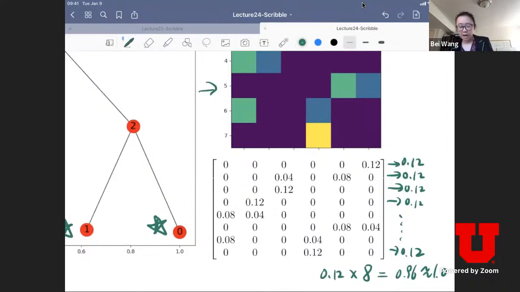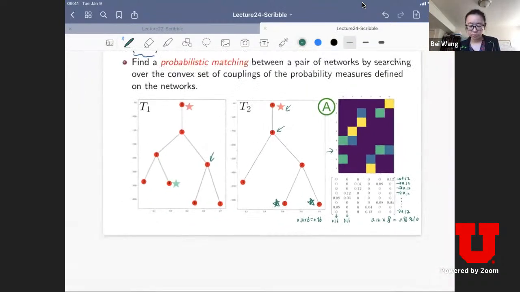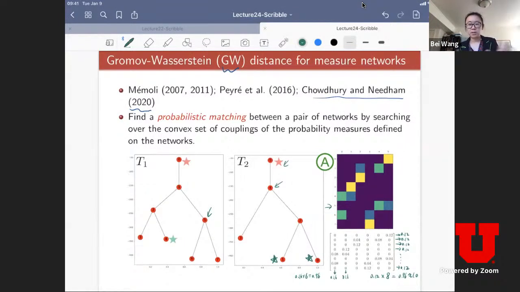Now, if I add all columns together, each column is 0.16. This is 0.16, and there's a total of 6 columns. So 0.16 times 6 is also 0.96, so it's also close to 1.0. And this is by design, and I will explain that to you soon. Okay? So this is my probabilistic coupling. So I know that a node can be coupled with multiple nodes.